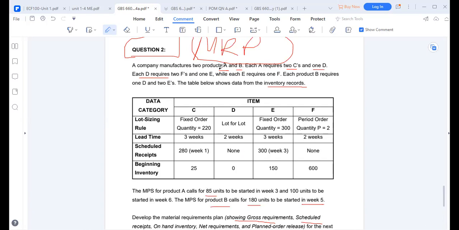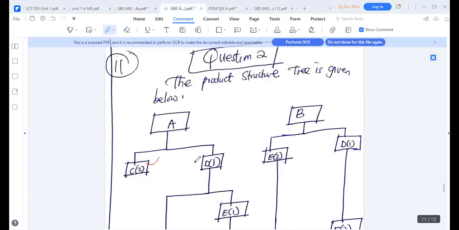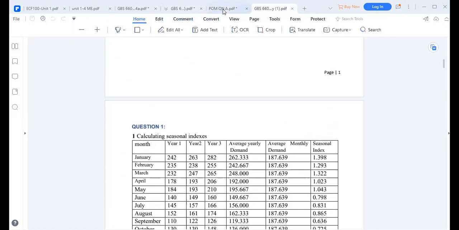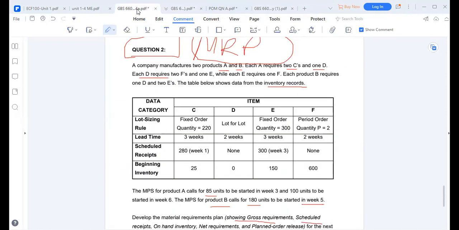All right, so each A requires 2 C's and 1 D. And then each D requires 2 F's and 1 E. So we are getting the structure from the information that has been given in the question.